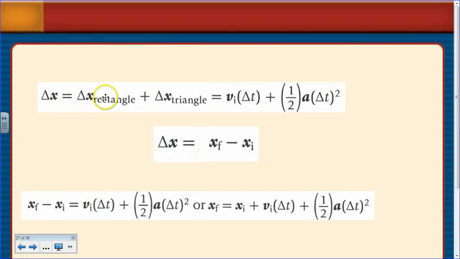Another transformation is, if you recall, delta x is equal to the final position, final displacement, minus the initial displacement. So if we put that into the equation that is equal to all this stuff, we can then rewrite it by adding x initial to both sides, and now we have x final is equal to x initial plus velocity initial times the time plus 1/2 the acceleration times the time squared.